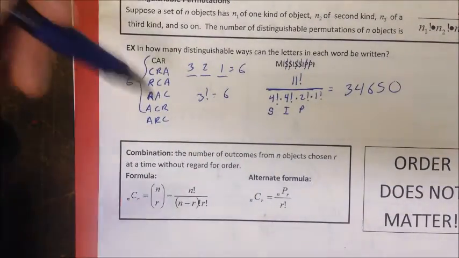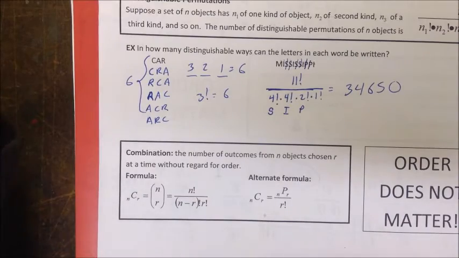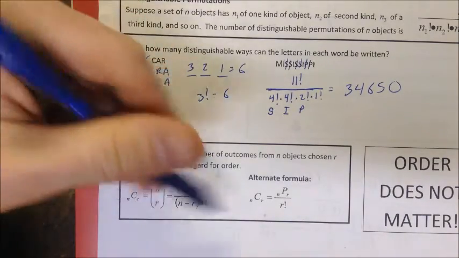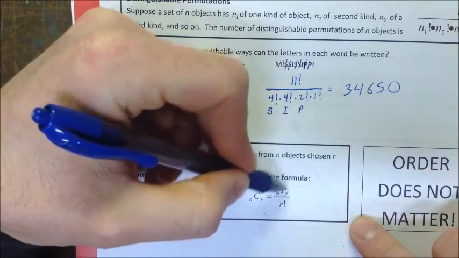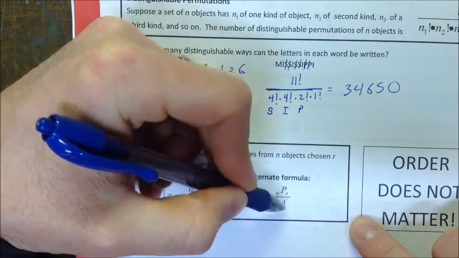Let's take a look right down here at our definition for the term combination. Combination is the number of outcomes from n objects chosen r at a time. What we have is the same thing that we were using last time. Here's another new way to write it as well. It's actually a permutation that's being divided by r factorial.